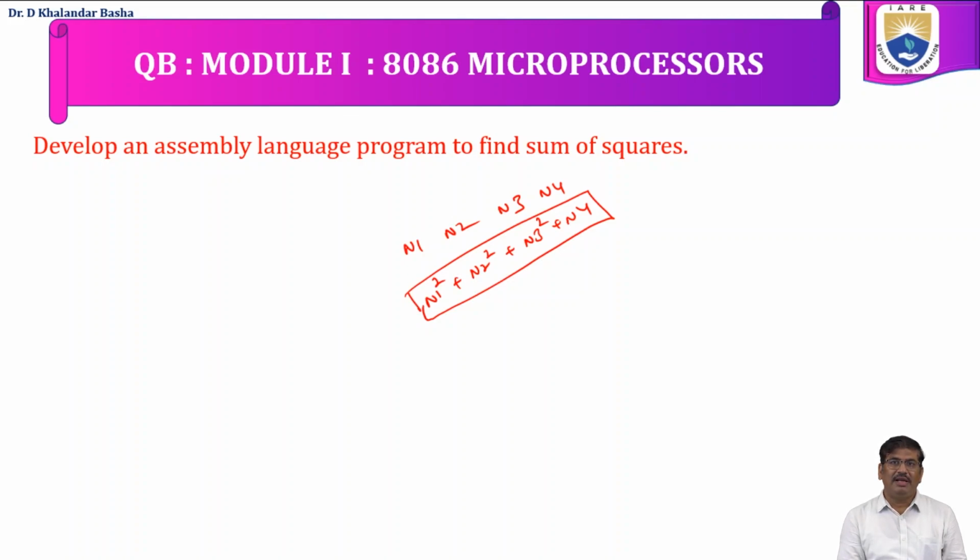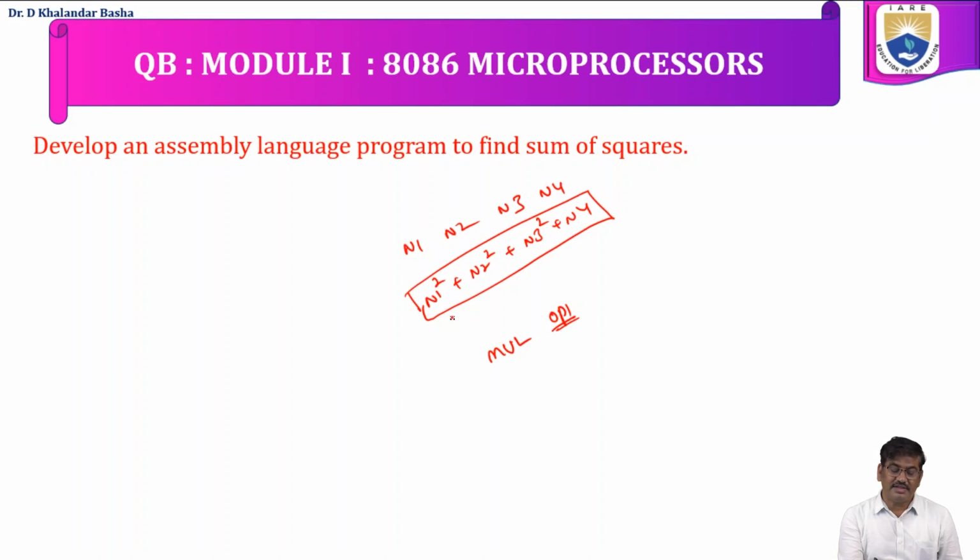For multiplying, or finding the square, we will use the MUL instruction. The MUL instruction takes only one operand. The second one is an implicit operand, which is the AL register for the 8-bit case and the AX register for the 16-bit case. So operand one as well as the implicit operand should be the same for finding the square.